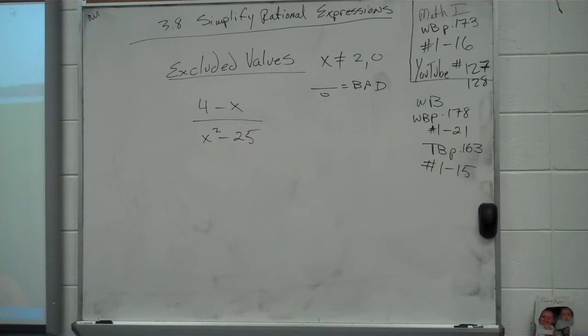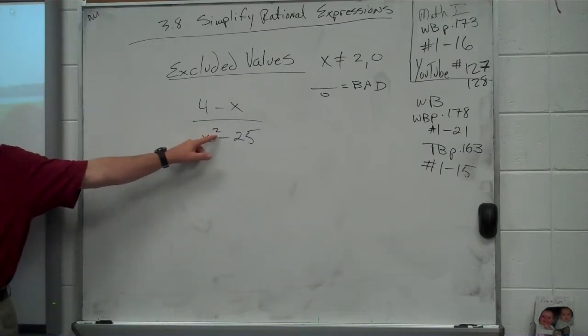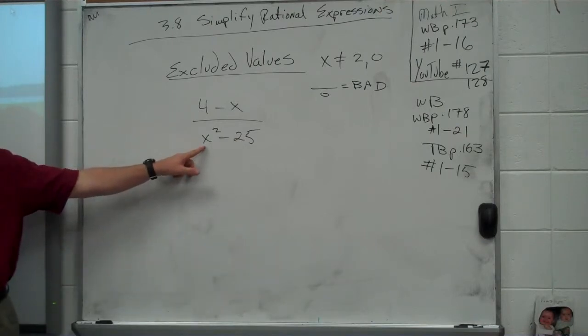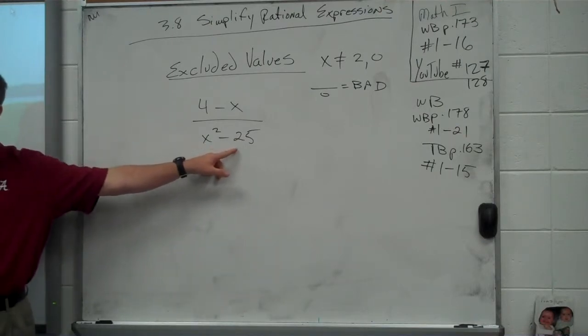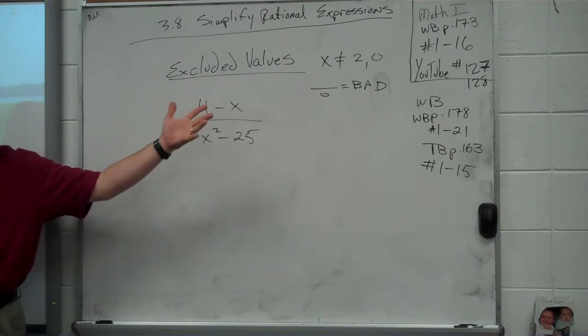Alright, Savannah says x can equal 5. Anybody agree with her? I don't think x can equal 5. I also know, because that's x squared, that 5 is not my only answer. What's the other answer? Not 0. Let's try 0. What's 0 squared? 0 minus 25. Did I get 0 on the bottom? No, I did not. So 0 is fine.